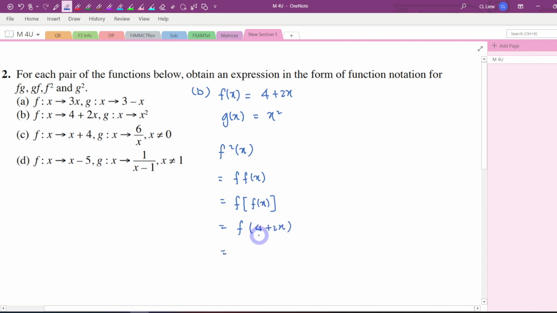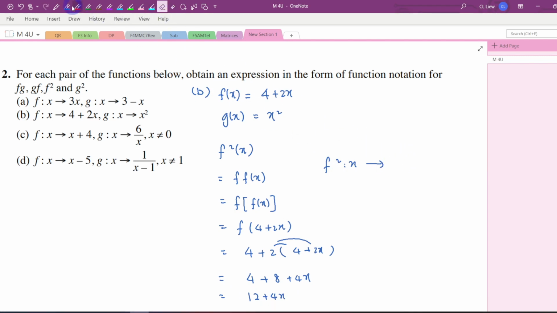As I told you just now, for the next step, you need to be more careful. Using the same function, 4 plus 2x. What I see here is 4 plus 2x, so I'm going to write the same thing here, 4 plus 2x. Now just do some expansion over here. 2 times 4, you will get 8. 2 times 2, you will get 4. So this is actually equal to 12 plus 4x. So this composite function maps x to 4x plus 12.